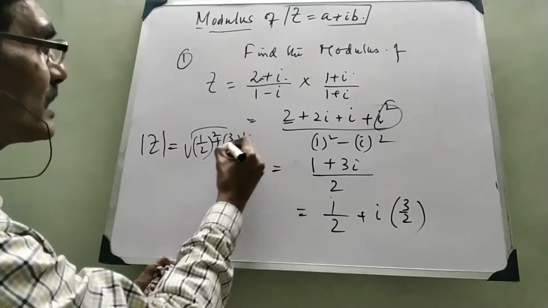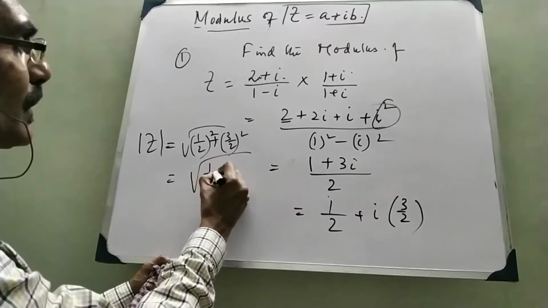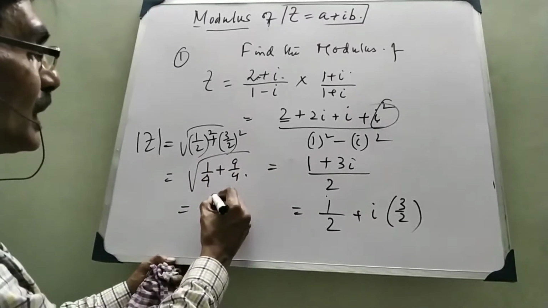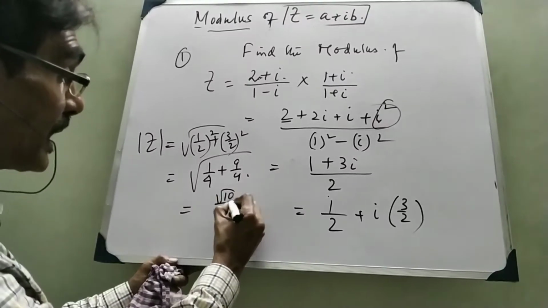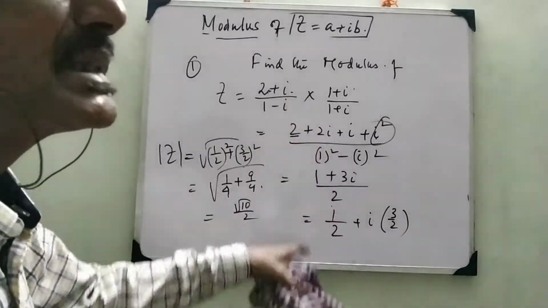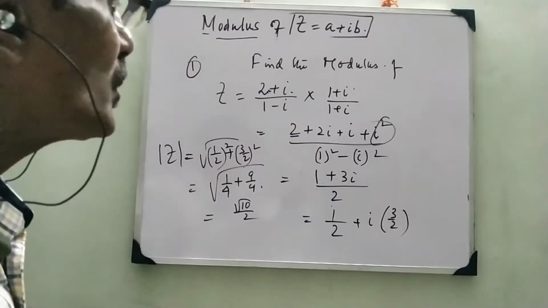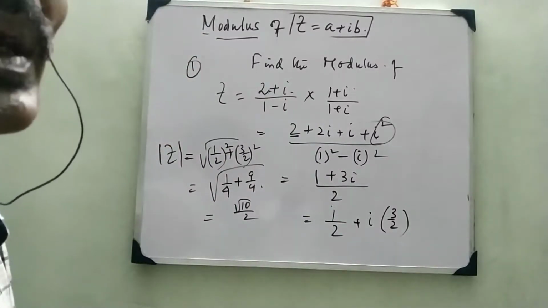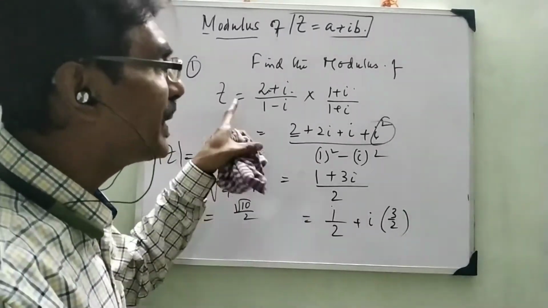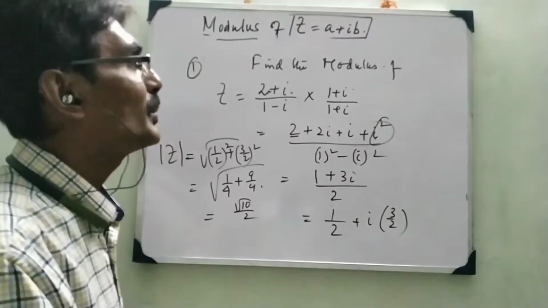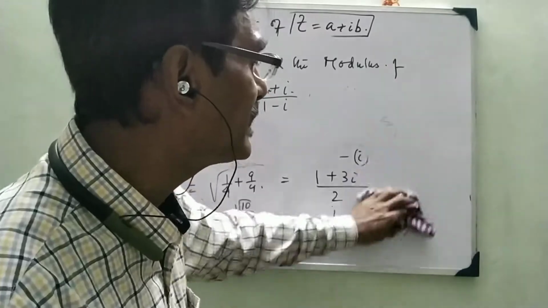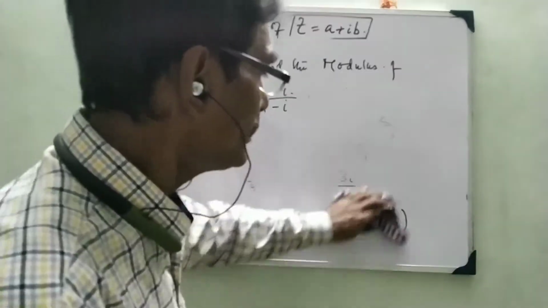So finally the answer is coming root over 1 by 4 plus 9 by 4, that is root over 10 by 2. The answer is coming this, but the method is a very lengthy method. Those who are using the property, what they will show, very interesting. You see, the sum is also correct, but the method is lengthy. But those who are using the property of modulus, what they are doing, try to clear.